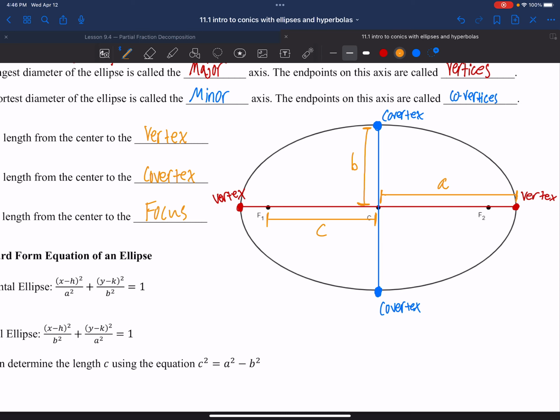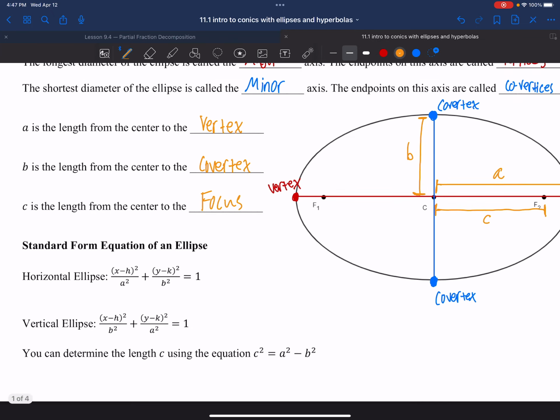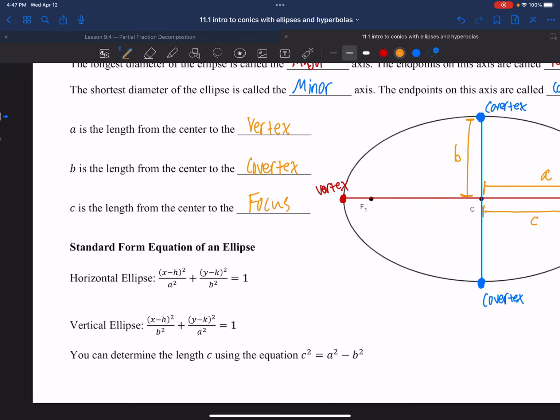You know what? I think I would like it better if I put C here. See that? Nice. That's C. Okay, I like it. Good. So moving on to the standard form equation, kind of talking about this for a second.